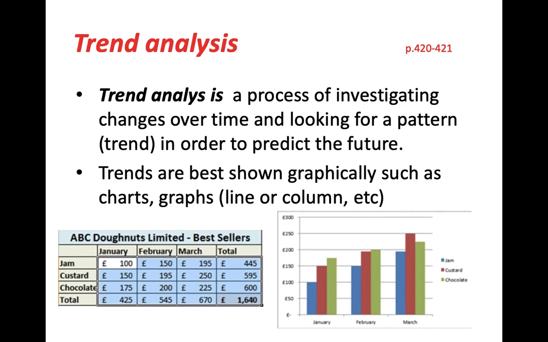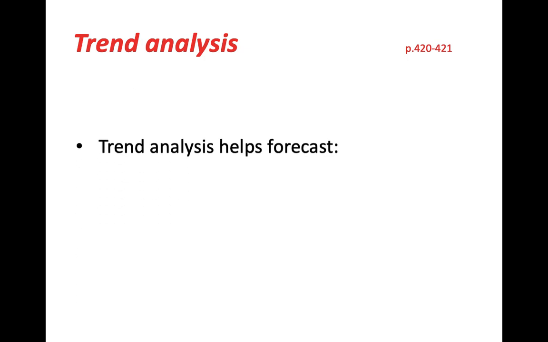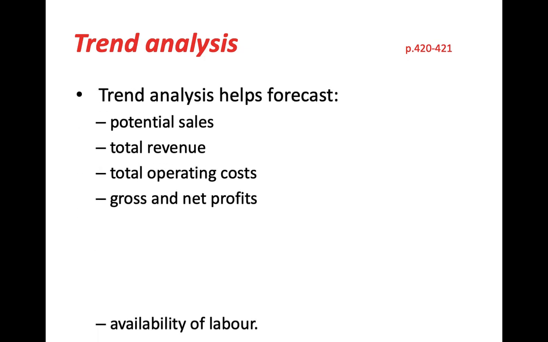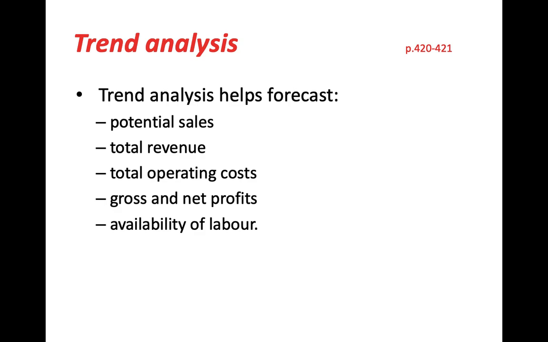Two examples for you are there down the bottom. Now, trend analysis, and these are your points. This is what you need to get down into your notes. It's potential sales, total revenue, total operating costs, gross and net profits, or availability of labour.